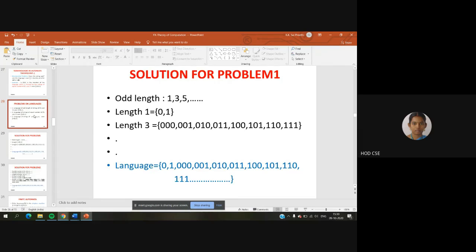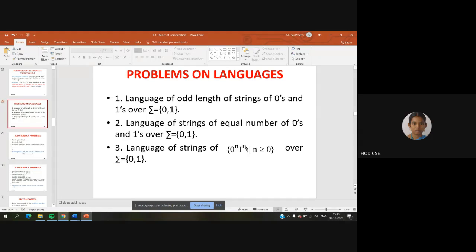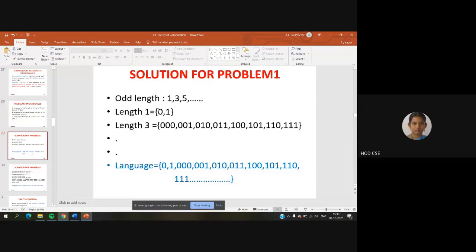The symbols here are 0 and 1. So in length 1, what are all the strings we can produce? 0 and 1 alone we can produce in length 1. Do you know how many strings can be produced in length 1? With the help of the previous formula, there are 2 symbols and in length 1 we are producing the string.